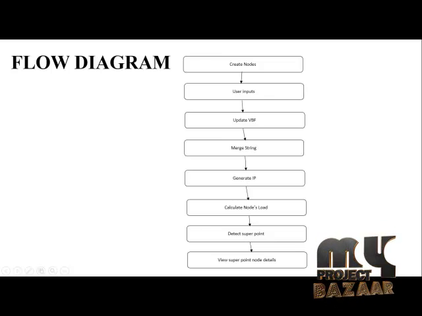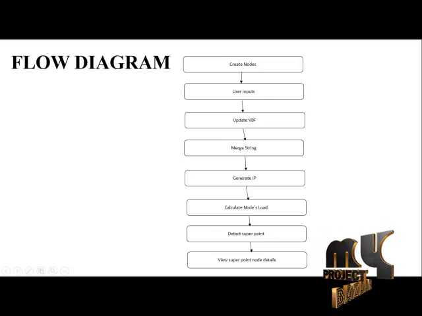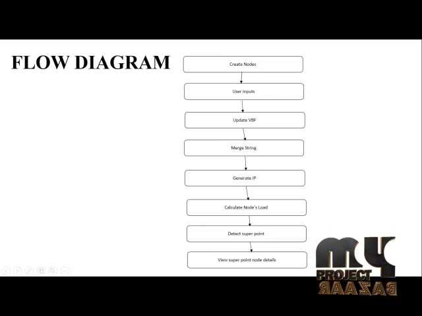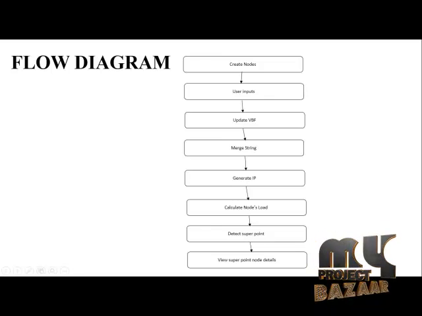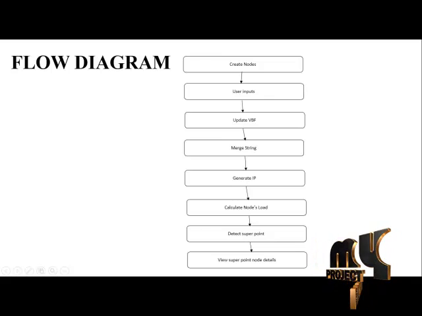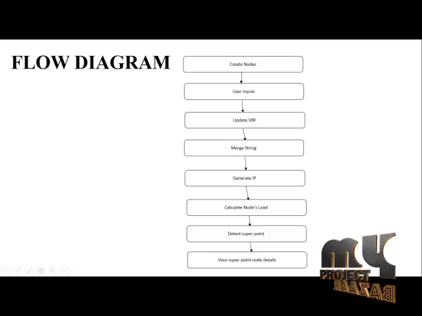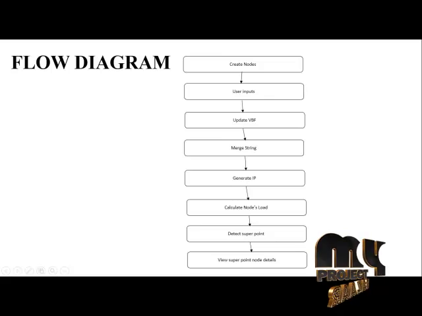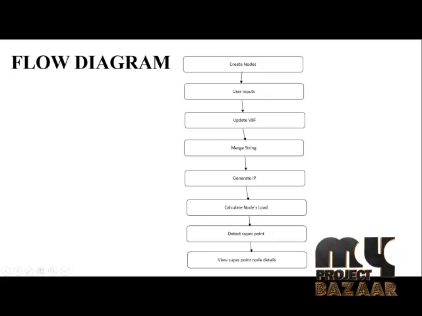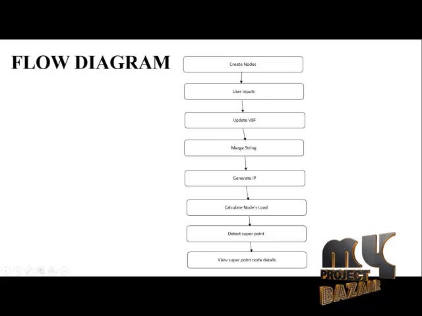After we update the vector bloom filtering, we have to initialize the input and merge the string. So we have to generate 4 hash functions, and the generated hash functions are consecutive to one another. Then after merging the string, we have to generate the IP address of each node. We randomly generate the IP address and calculate the node hash bits, and when we merge the string and generate the IP, we can detect the superpoints.